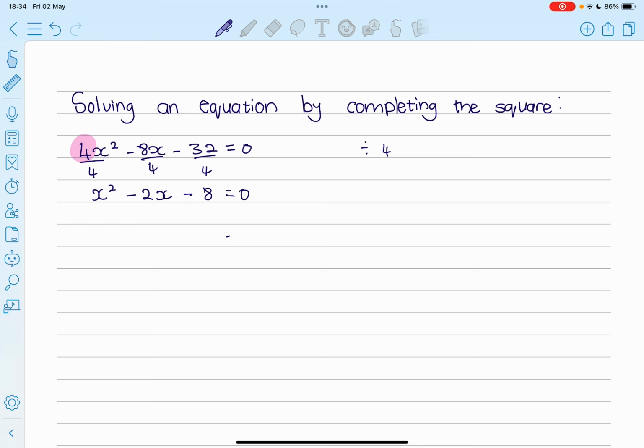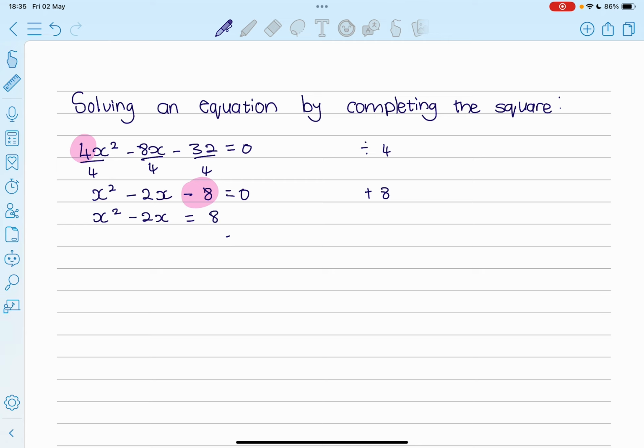Okay, so the next step is to now take the constant, which is this negative 8, to the other side, so that on the left hand side we only have the terms with x as a variable. So that means we're going to add 8 to both sides. So here we are left with x squared minus 2x being equal to positive 8.